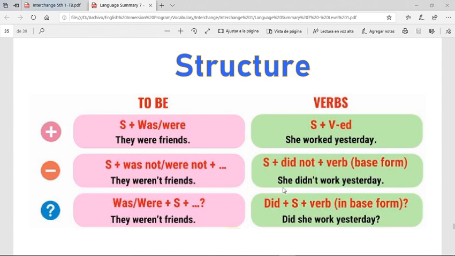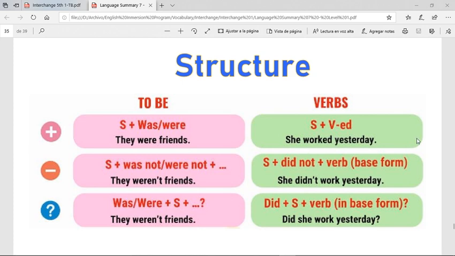For example, she didn't work yesterday. Not she didn't worked. That is incorrect. It will be she didn't work yesterday. You didn't do your homework. They didn't do the chores, whatever. Okay? This is for the negative.